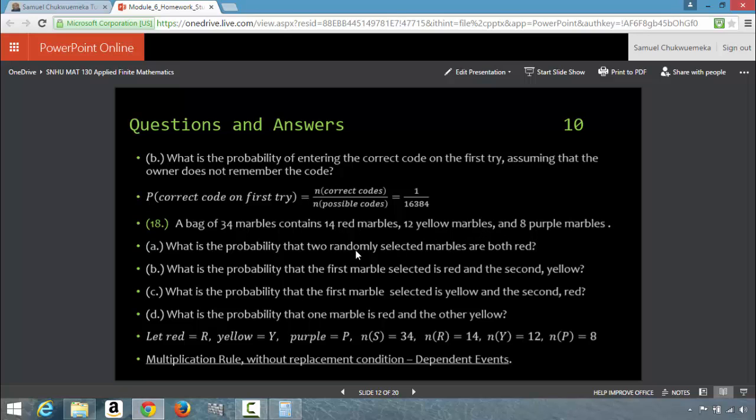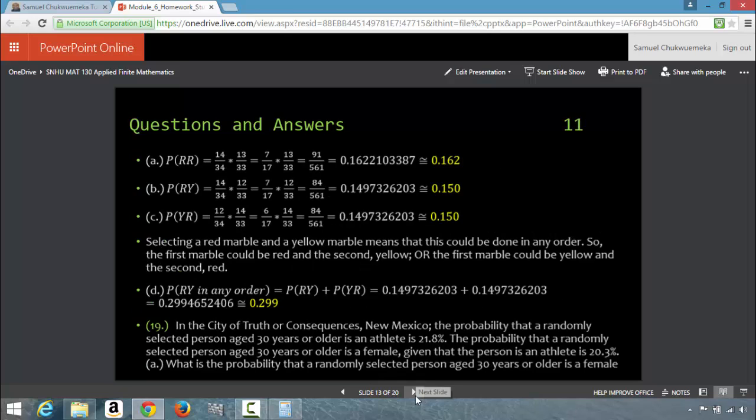So probability that the first one is red is 14 out of 34, times, you didn't replace it, so the sample space is short of 1, and also the red is short of 1. So it will be 13 out of 33. Okay? 13 out of 33. So when you do that, you have this.